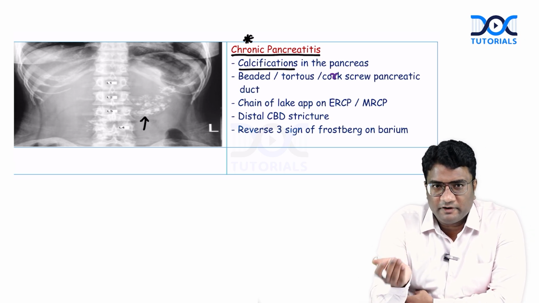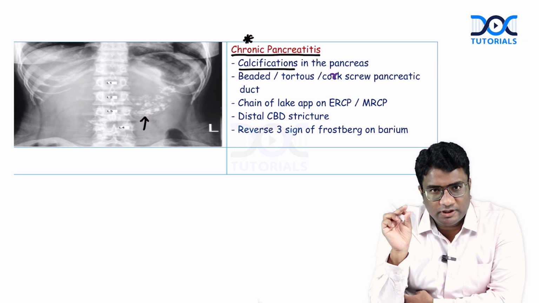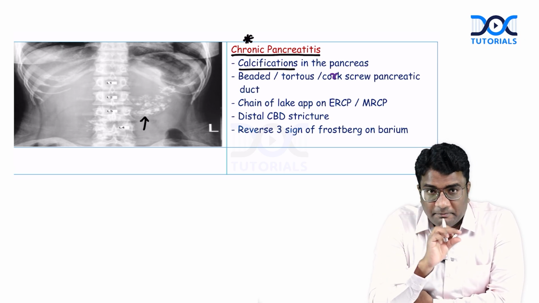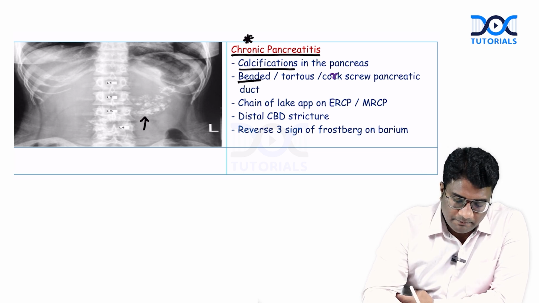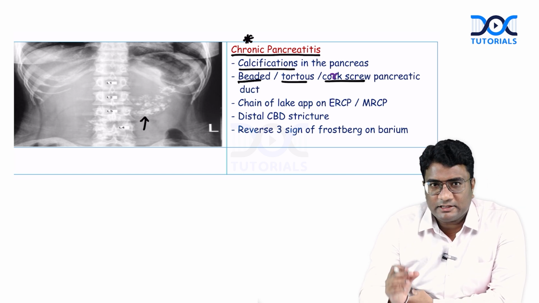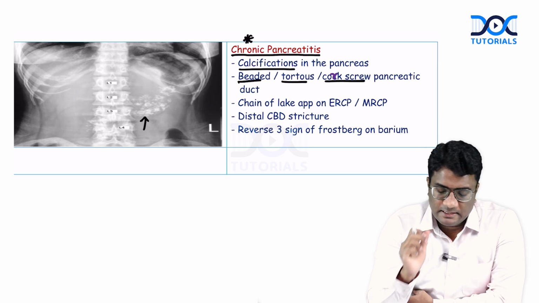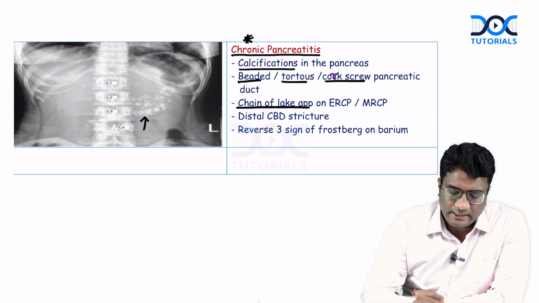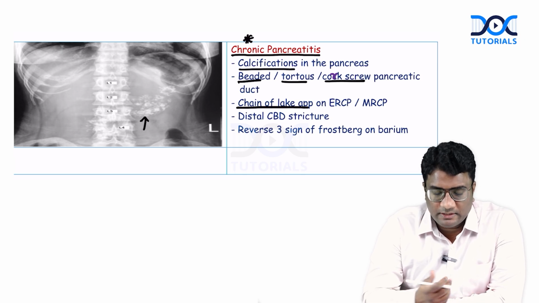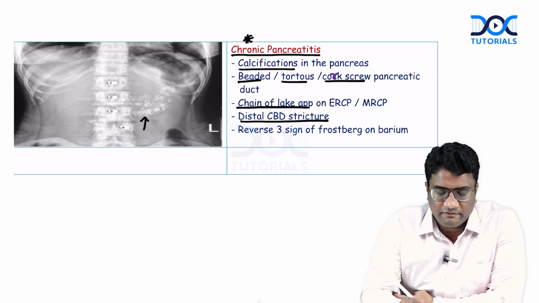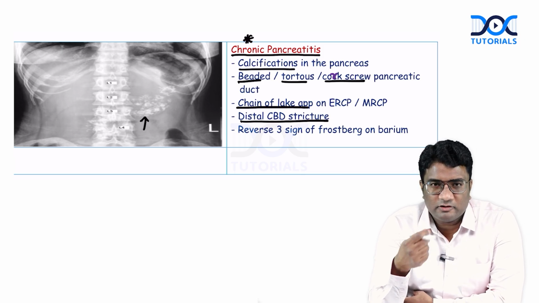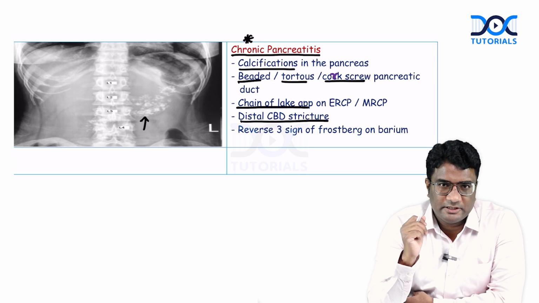Chronic inflammation leads to fibrosis, and fibrosis leads to strictures and dilatations. And this leads to beaded appearance or tortuous appearance of the main pancreatic duct. So you see a beaded appearance, tortuous appearance or corkscrew appearance of the main pancreatic duct. The stricture and dilatation of the side branches of the pancreas lead to chain of lake appearance on ERCP or MRCP images. The distal CBD also undergoes stricture, that is distal CBD strictures, because of the fibrosis in chronic pancreatitis. The CBD, while passing through the pancreas, will also get into fibrosis, causing distal CBD strictures.